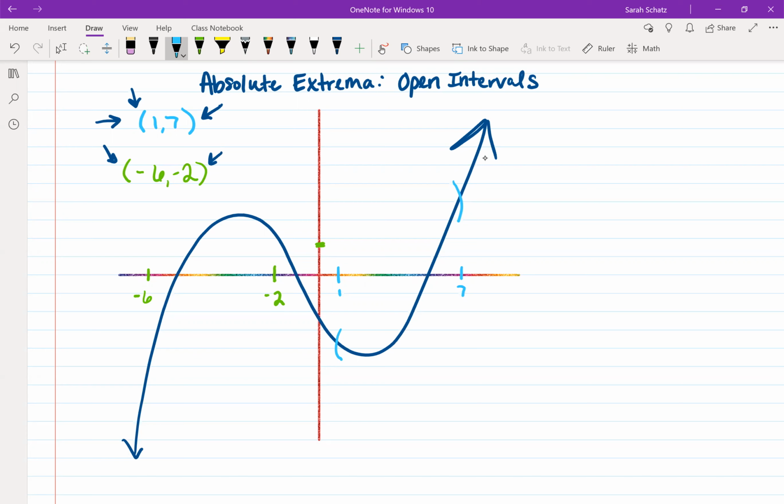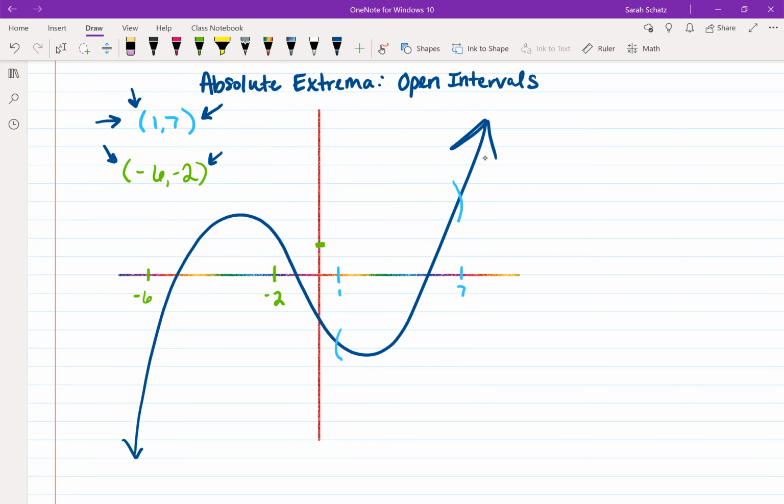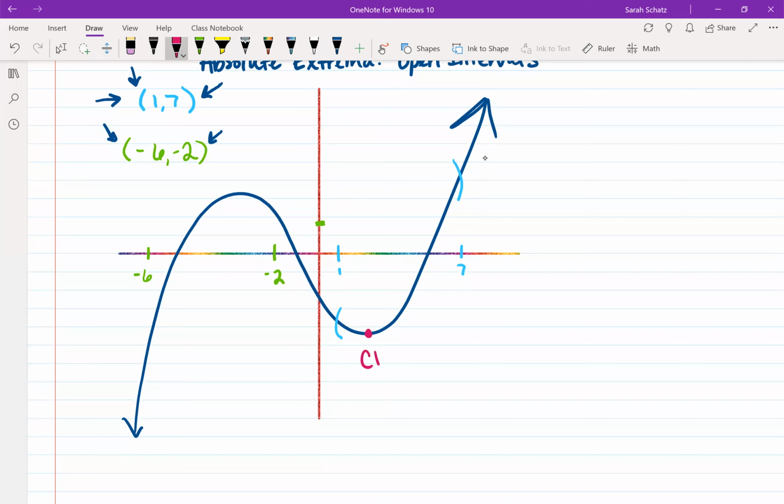So let's see, I need a color I haven't already used. I'll try this one. Okay, so you guys, I first want to note, you can see that there's a critical point in this interval. And that critical point, just by looking at the picture, you can also see is the absolute lowest point in the interval. And you guys, at this critical point, we would absolutely have an absolute minimum.